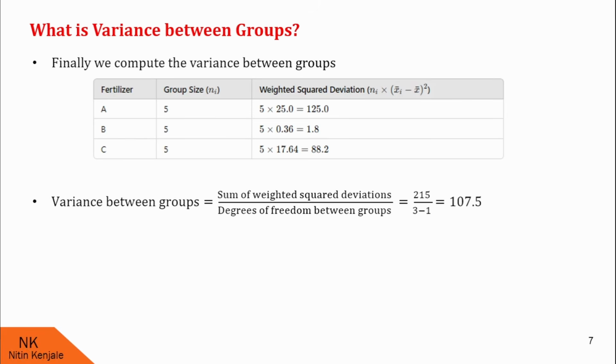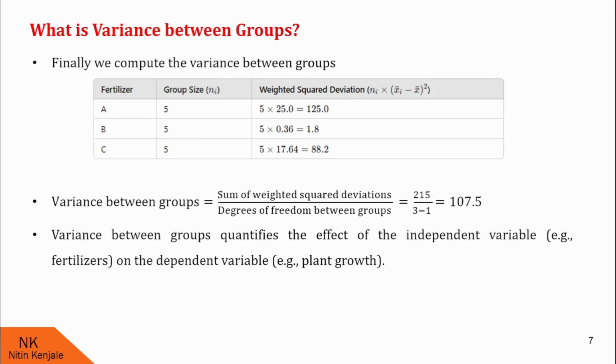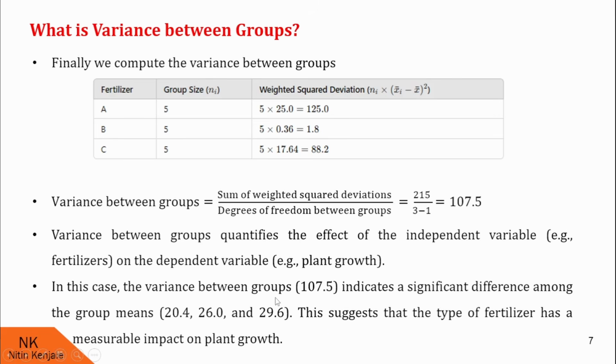I hope you understood the concepts called variance within groups and variance between groups and how to calculate them. Note that variance between groups quantifies the effect of the independent variable. Here that independent variable is fertilizer, on the dependent variable, that is plant growth. In this case, the variance between groups of 107.5 indicates a significant difference among the group means. Group means were 20.4, 26.0 and 29.6. This suggests that the type of fertilizer has a measurable impact on plant growth.